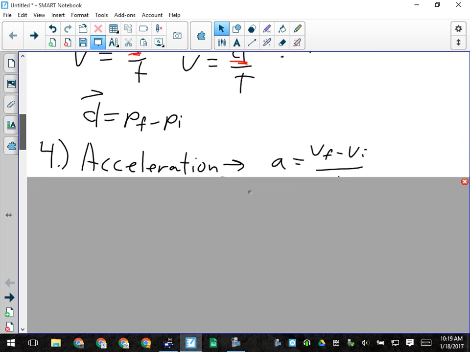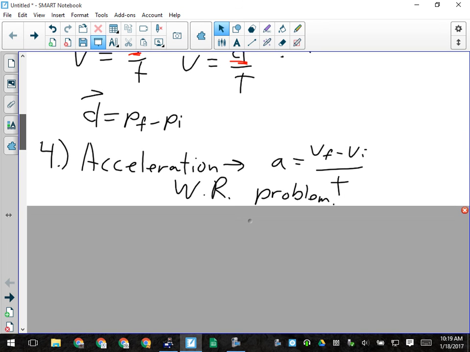Okay, then after that we talked about acceleration. Okay, the formula for that is A equals VF minus VI over T. Obviously you don't have to memorize that. It is going to be on the exam. Okay, there is a written response item that is an acceleration problem. And expect that you're going to have to manipulate that formula in order to solve it.